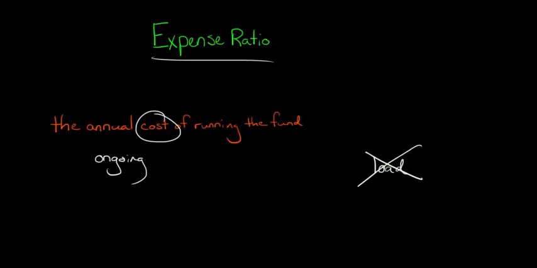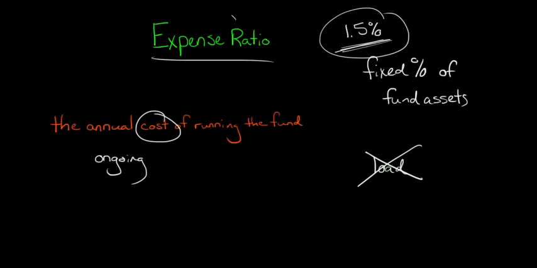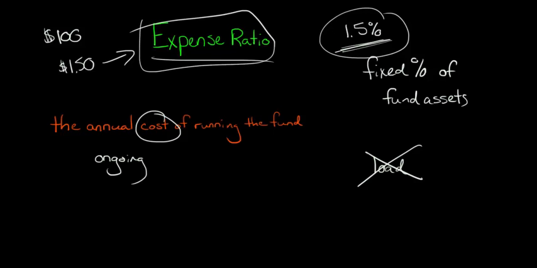It's going to be an annual cost, and it's going to be some kind of fixed percentage of the fund's assets. So for example, you might say that for a particular fund, the expense ratio happens to be 1.5%. That means that every year, if you have assets being managed in this fund, you're going to be charged 1.5% of what your assets are, going immediately toward that expense ratio, right? So if you have $100 in the fund, every year you're going to have $1.50 in costs related to this expense ratio, okay?